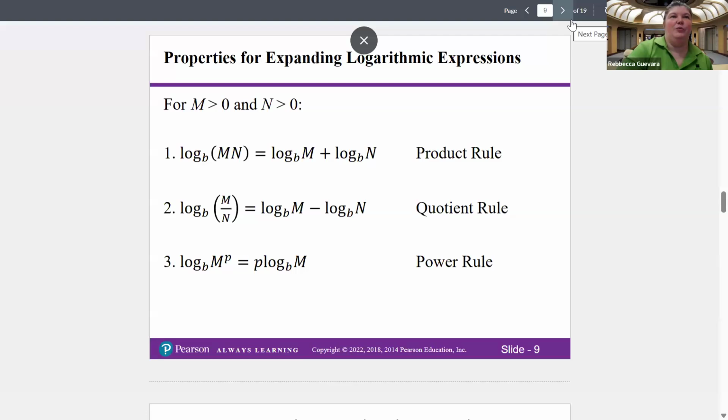All right, so these are all your rules together. Like I said, m and n have to stay positive. So we know that if we have the log base b of m times n, then it turns into the sum of log base b of m plus log base b of n. If we have log base b of the quotient of m and n, that's just log base b of m minus log base b of n. And if we have log base b of m to the power of p, then the p gets pulled out front and we get p log base b of m. So we're going to start using these all together.